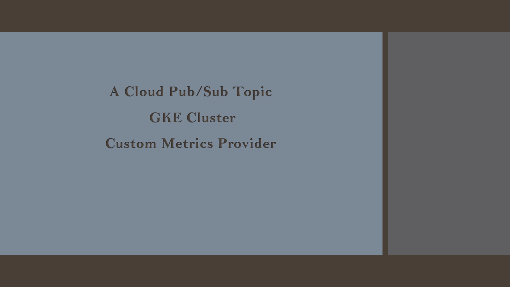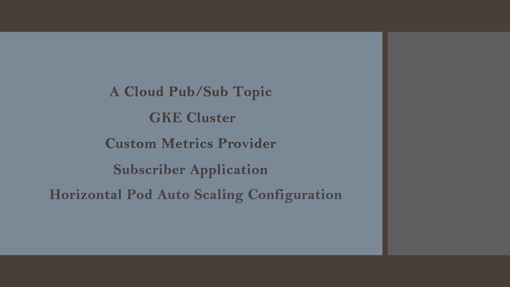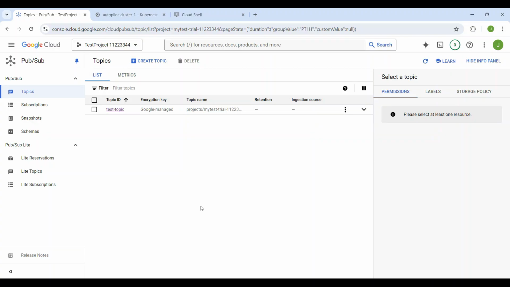For this demo, we'll have a cloud PubSub topic, a GKE cluster. We'll deploy a custom metrics provider, a subscriber service, and a horizontal pod autoscaling setup. Here we are going to see how to autoscale our Kubernetes pod according to a custom metric from the GCP PubSub.